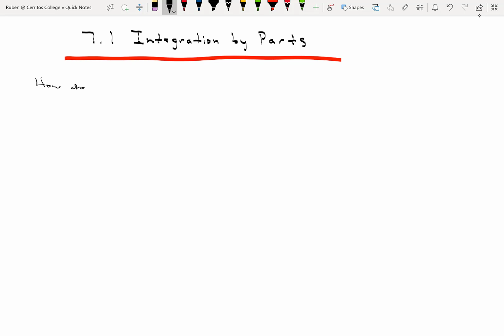How do we integrate? Not just in general, but how do we integrate things like x times the sine of x, or let's say the integral of the inverse tangent, not the derivative of the inverse tangent. We know the derivative of the inverse tangent is 1 over x squared plus 1, or 1 over 1 plus x squared, but how do we integrate that function? How do we integrate the logarithm? The natural logarithm of x, not differentiate. The derivative of the natural logarithm is 1 over x. How do we integrate that?